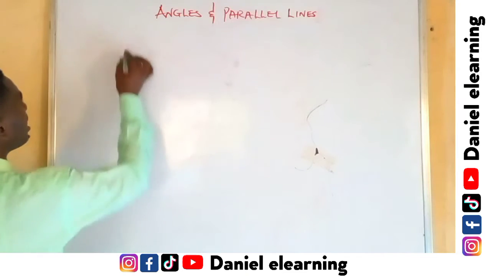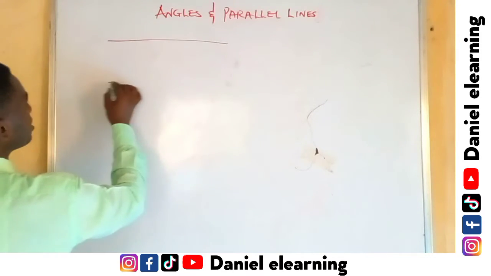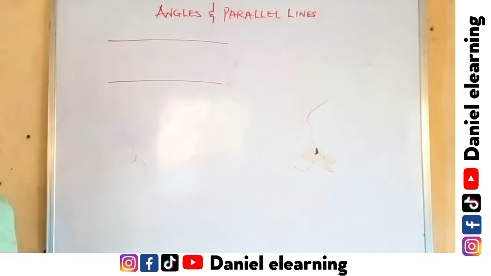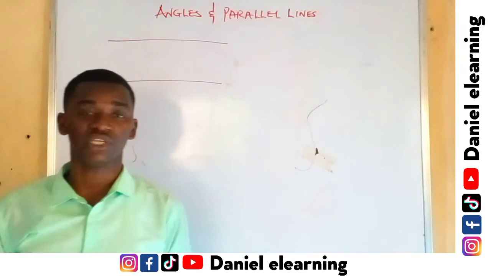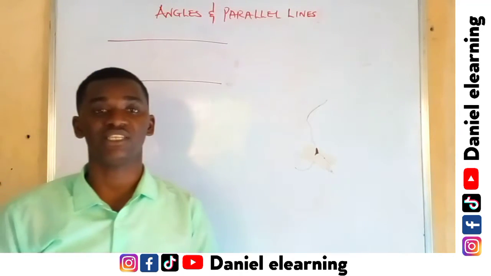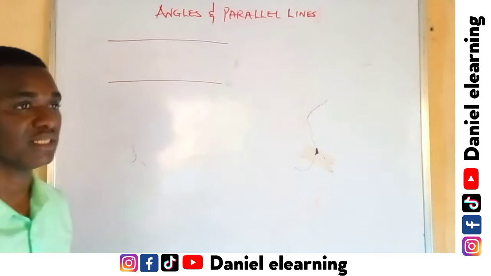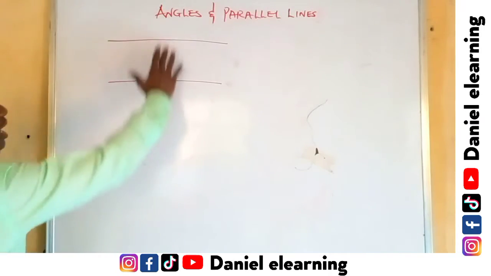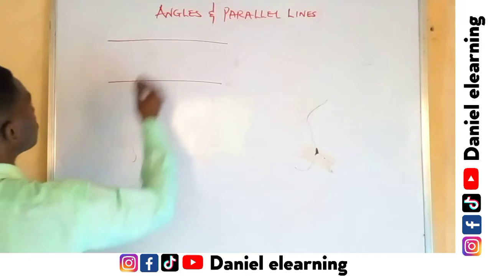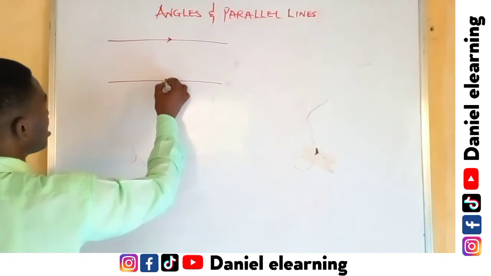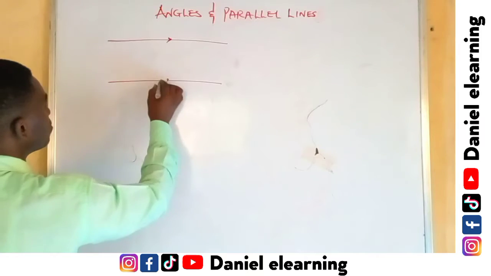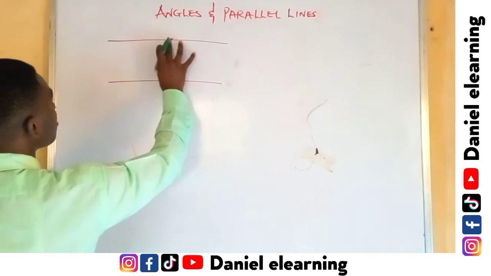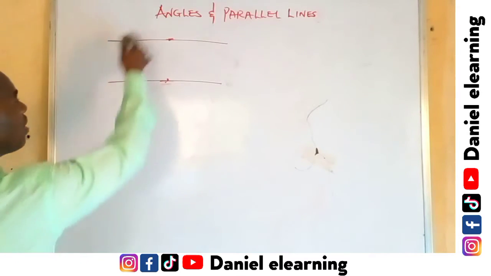So what are parallel lines? Look at this. Parallel lines are lines that travel in the same direction. It doesn't matter if they are of the same length. What matters is that they are traveling towards the same direction. So these are parallel lines. And sometimes in mathematics you see an arrow that indicates the direction they are heading to.